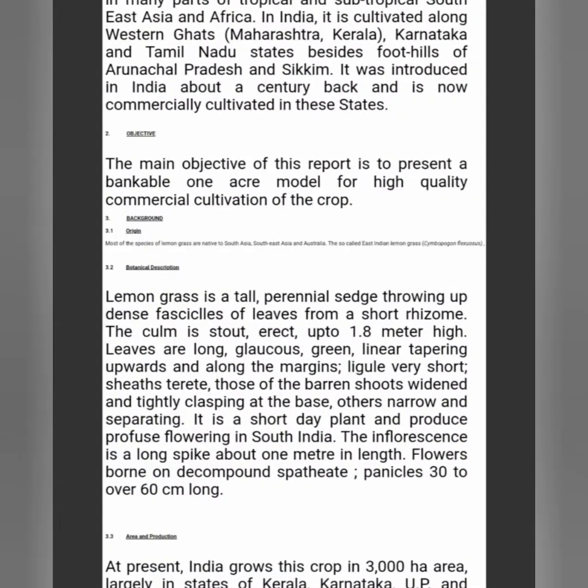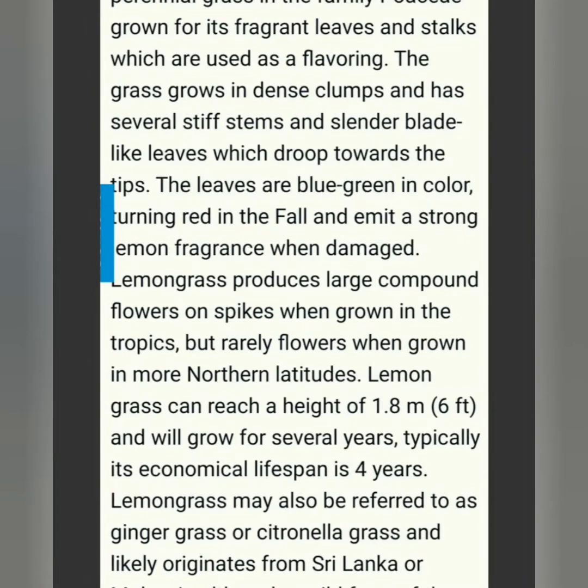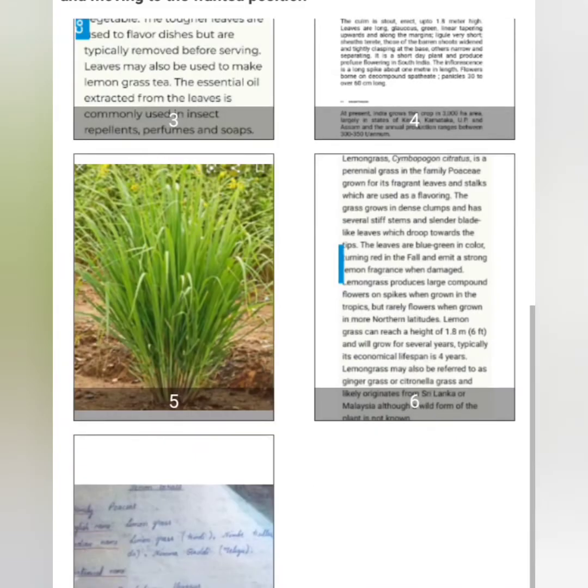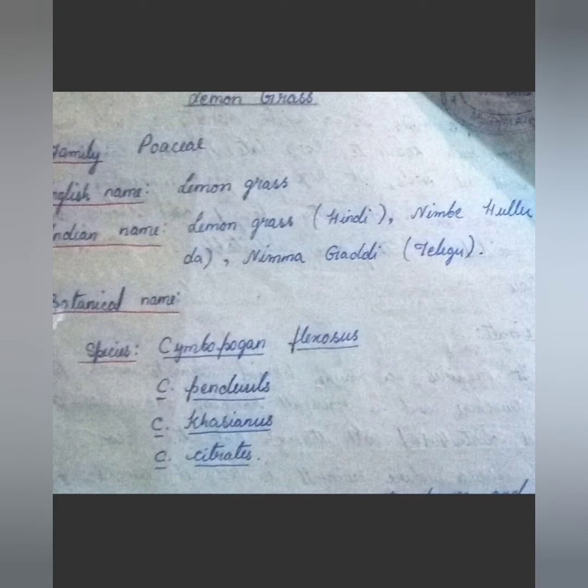in India it is known by many vernacular names, okay, such as, let me show you the names, some of the different lemongrass species. You can see the botanical name is Cymbopogon. Okay, Cymbopogon. Here I am just showing four species, which are very common. These four species are Cymbopogon flexuosus, then Cymbopogon pendulus, then Cymbopogon khasianus and Cymbopogon citratus.